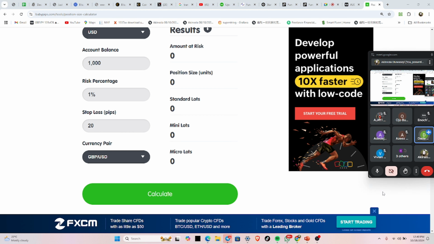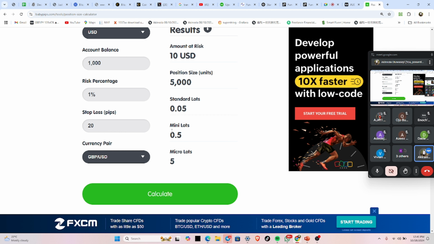Yes, sir. All right. Then after that you click on calculate. Once you click on calculate, it's now recommending to you that the standard lot size you are to use, if you know you want to risk $10 on this trade, is 0.05.